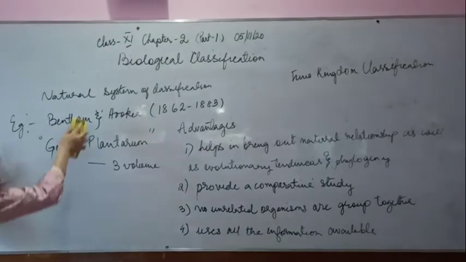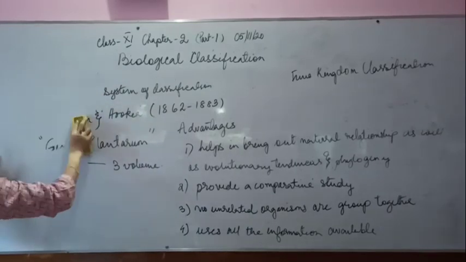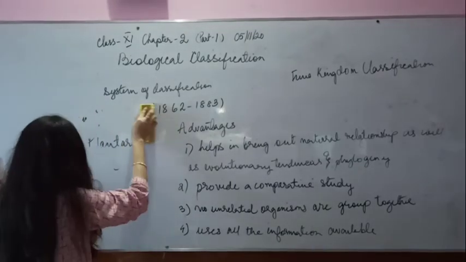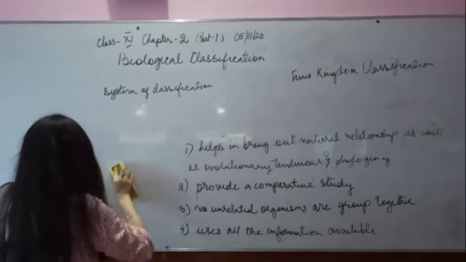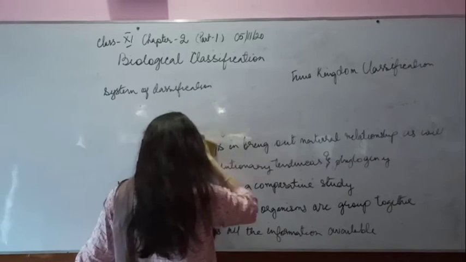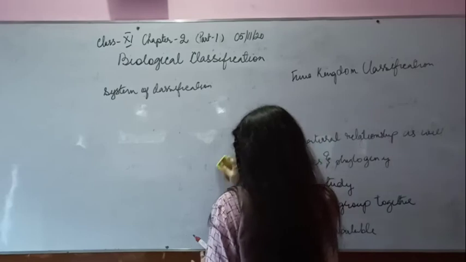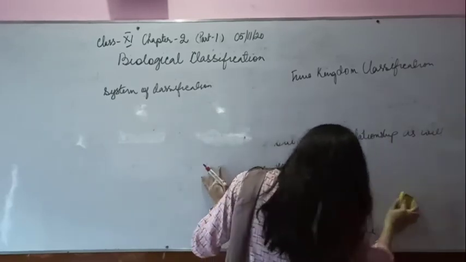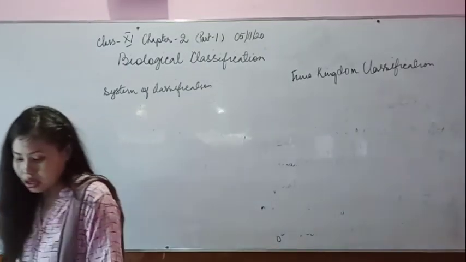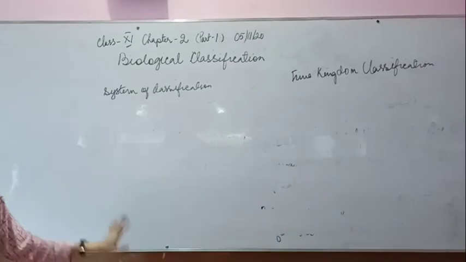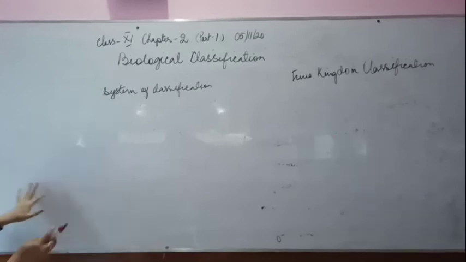The next system of classification. I told you earlier that we will discuss three systems of classification. The first one is the artificial system of classification. This is the second one, the natural system of classification. Next is the phylogenetic system of classification. The phylogenetic system of classification deals with certain characters which are evolutionary in nature. Right? When we say phylogenetic, it means classification which is based on evolutionary relationship among organisms.